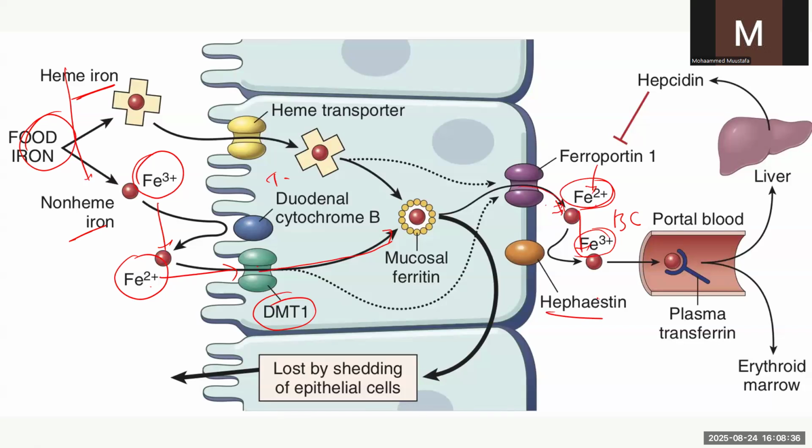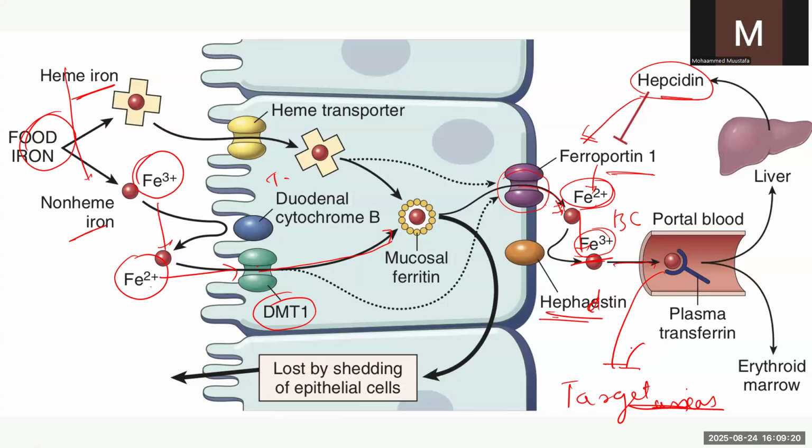Here we have hepcidin from the liver, which will inhibit ferroportin in order to prevent excess availability of iron in the circulation. So ferroportin is inhibited by hepcidin. Also we have hepcidin's partner hephaestin, which helps in the control of this ferroportin receptor. Here Fe3+ has come into the circulation, so it goes to the blood circulation, and from the circulation it goes to the target areas.